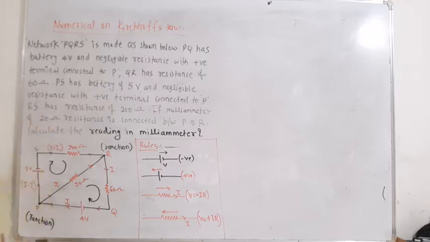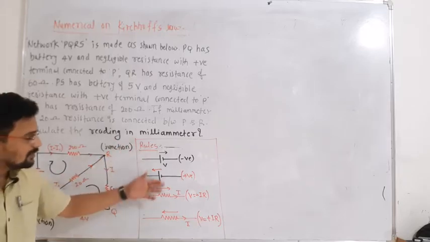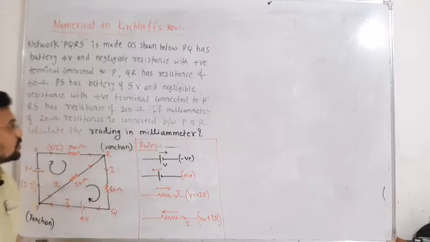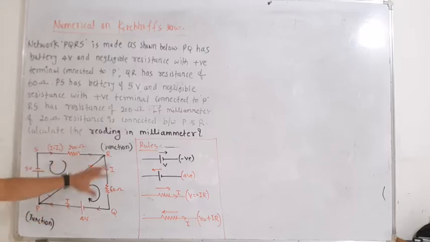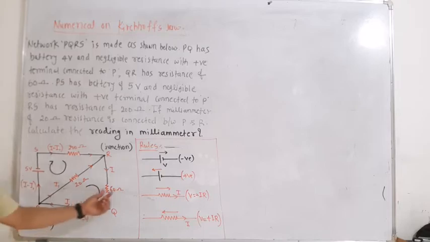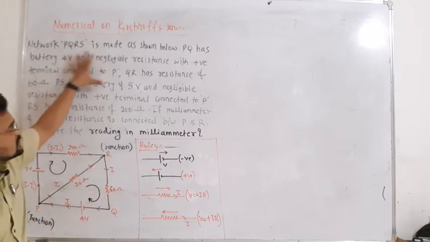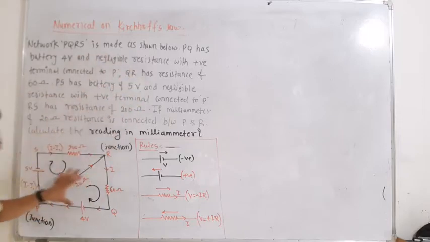Now, depending on those two laws, we are going to solve one numerical. The numerical belongs to Kirchhoff's law. It may use the junction rule, and these rules you have to remember, as they will help you. So here, consider a PQRS network which consists of two cells and three resistors, and the value of each resistor is given. As per this given data, the diagram is here.